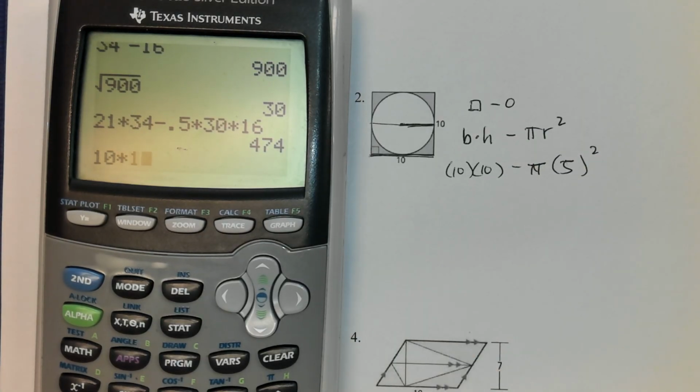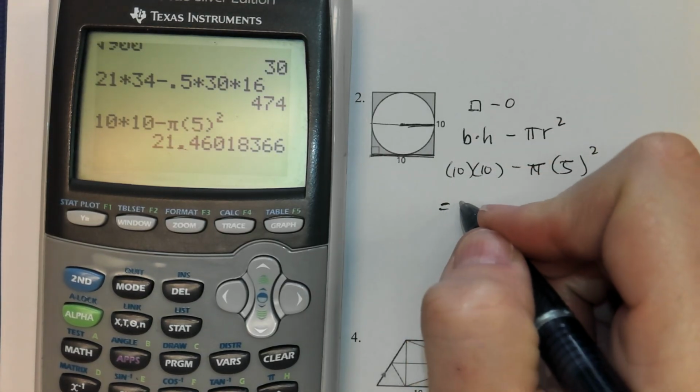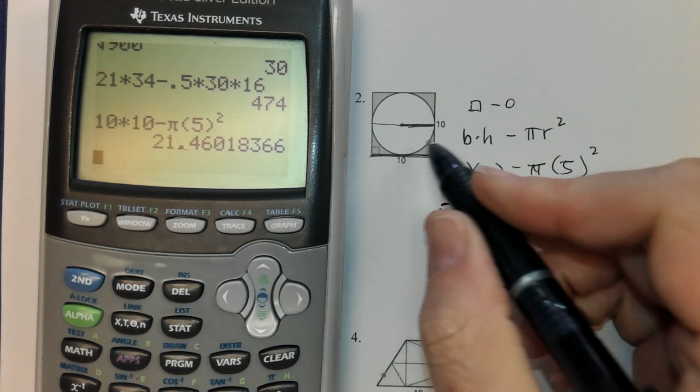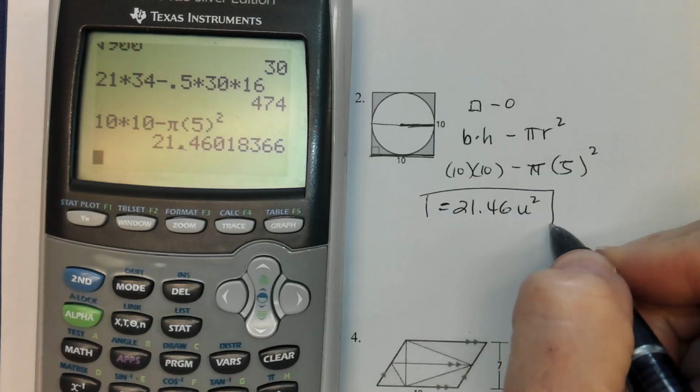10 times 10 is 100, and then we're going to minus pi 5 squared. So we get about 21.46. Again, no labels. Sorry about that. Units squared.